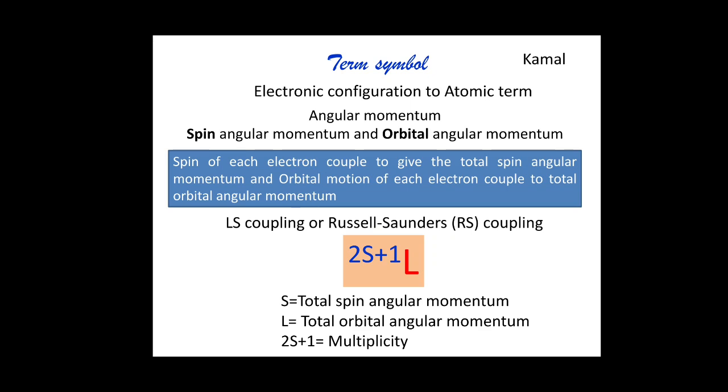And 2S plus 1 is given a name called multiplicity. So in the scientific community this term is more commonly used. So for example people will say doublet, triplet, quadruplet state. So this represents the multiplicity. Okay, now I will present some examples where I will determine the value of L then value of S. Let's move on.